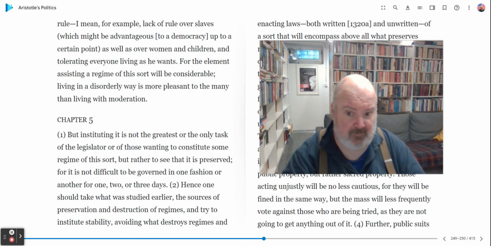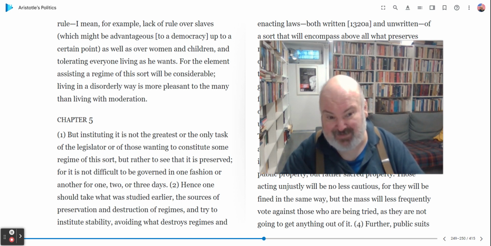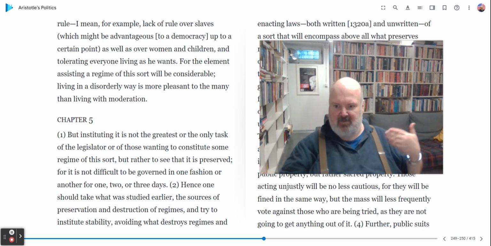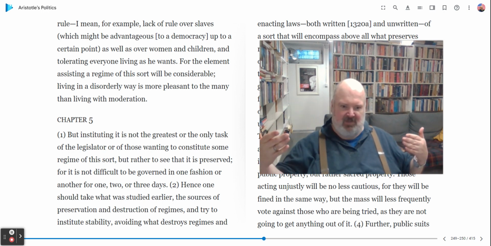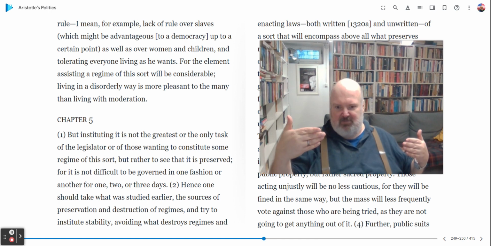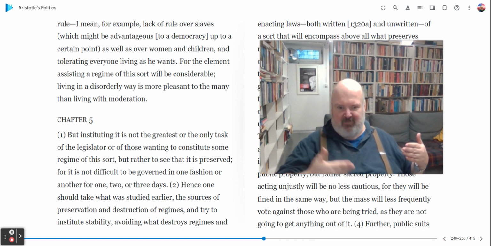Otherwise, it won't last long. And even Cleisthenes' regime didn't last long. I can argue, well, it did. It lasted pretty long. But he says there's a problem here. For the element assisting the regime of this sort will be considerable. Because why? The disorderly way of life is pleasant to the many rather than living in moderation.